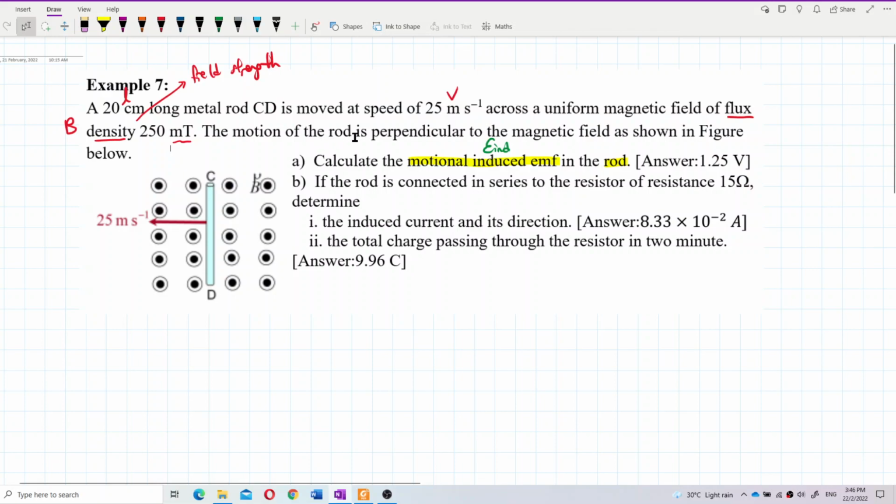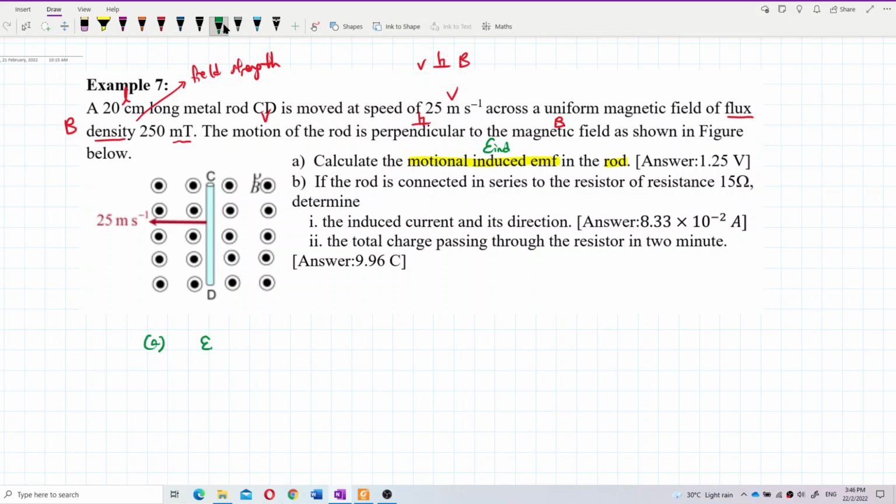Now the motion of the rod is perpendicular to the magnetic field. So the motion means the velocity is perpendicular to the magnetic field. So why is this important? Later you will know. Let us first do question A.